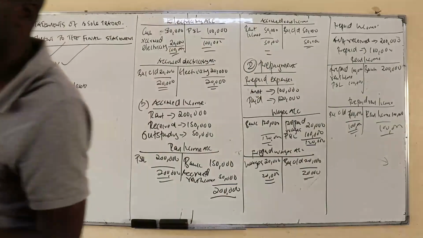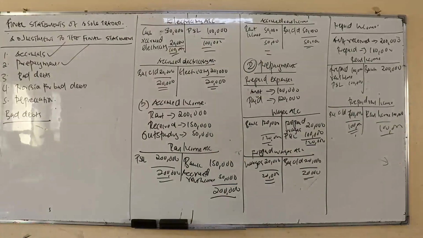A bad debt occurs when you sell on credit, and then you are sure that one of your debtors will not pay. For example, you sell to someone and that person dies, isn't it? It automatically means you will not recover that amount. Now, to whom are you going to recover from? The person you sold to is dead, so you will not recover that amount.